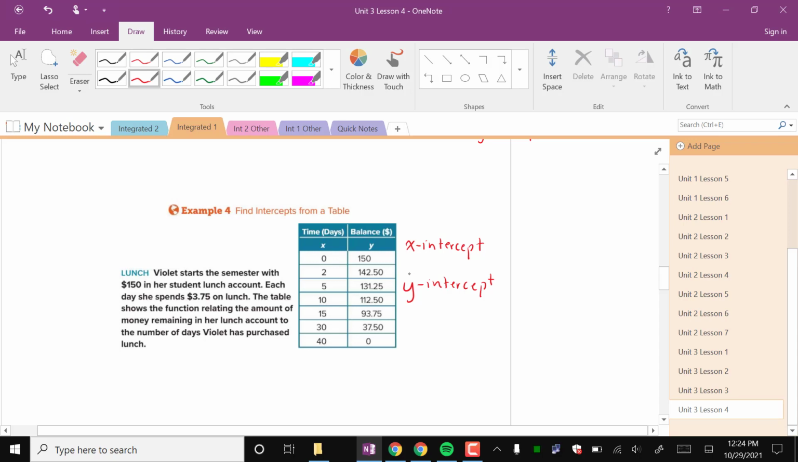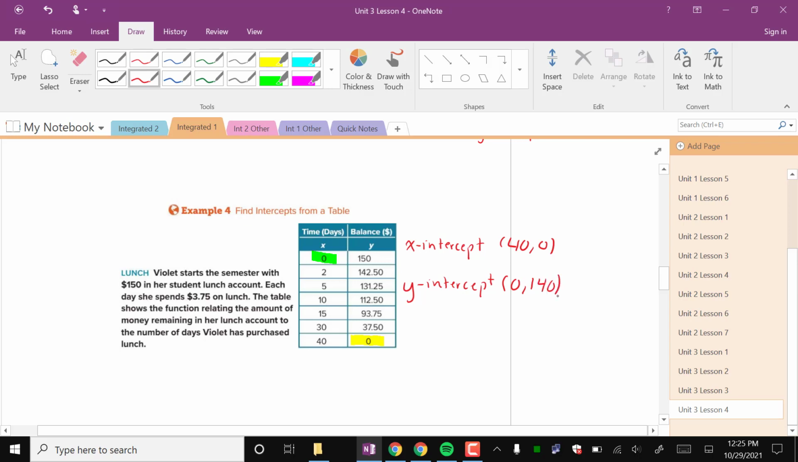So x-intercept, the point where y equals 0. So y equals 0 down here. So that means my x-intercept is at 40. My y-intercept is when x equals 0, which is up here. So my y-intercept is going to be 0, 140.